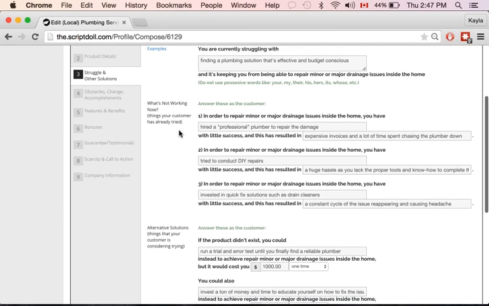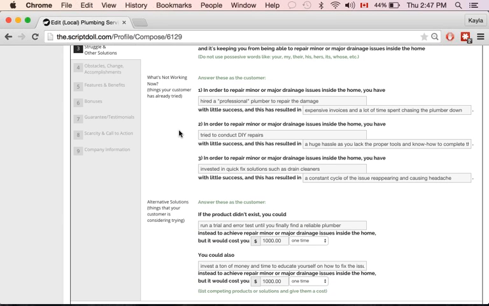The next thing you want to consider is what's not working and what has your customer already tried. They've got a drainage issue in their home. What have they already tried to solve the problem? They're looking for a budget conscious solution, so how else could they achieve that? Well, they could have tried to hire a plumber, but they found out that it was really expensive.